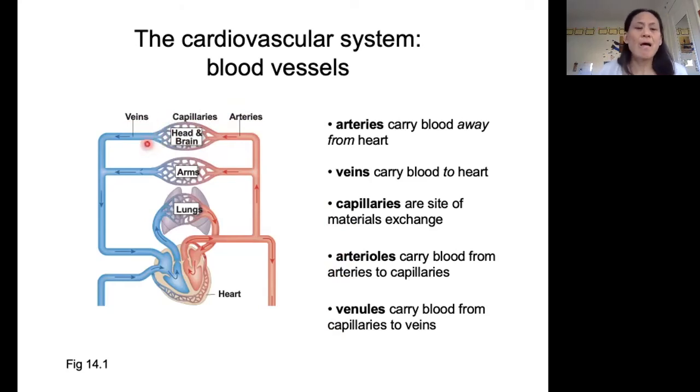Okay. We have one-way flow of blood through the system as indicated by these arrows here. We have valves in the heart and also in the veins that help to prevent backflow of blood in the system.